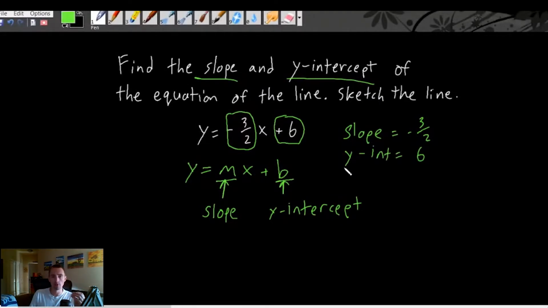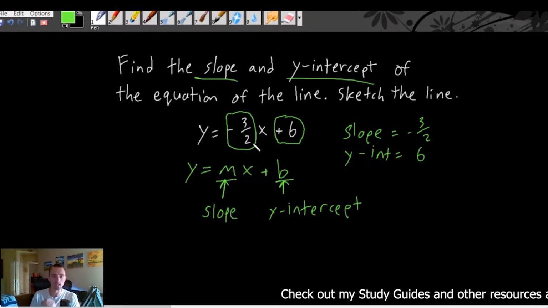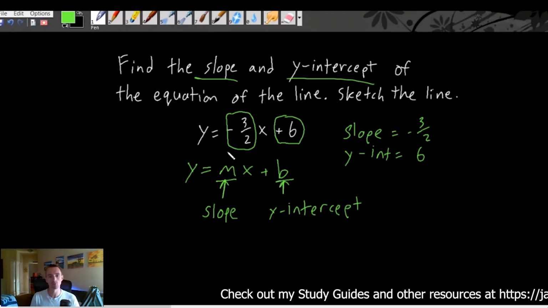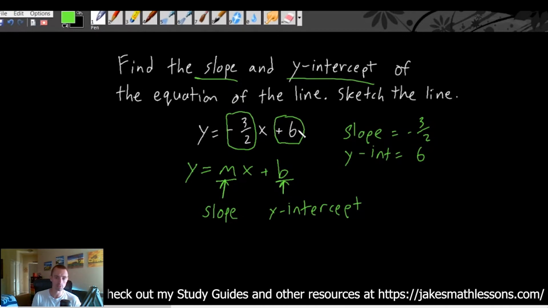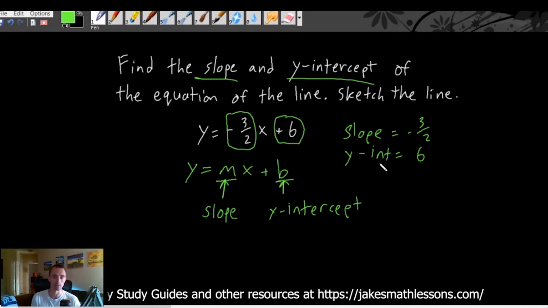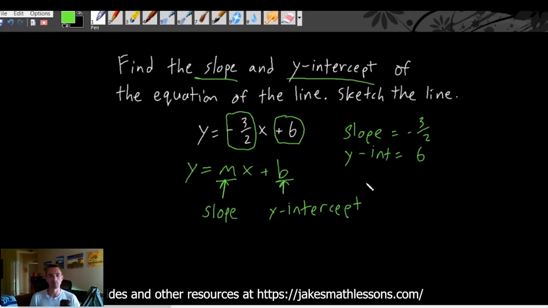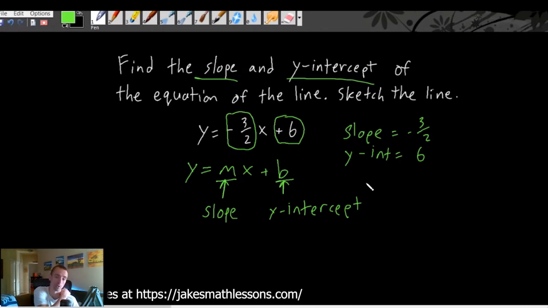If we were given an equation of a line that was not in this convenient slope-intercept form, we would want to algebraically manipulate the equation to get it into this form, because once you get it into this form, it's as straightforward as saying the number that's being multiplied by x is your slope and the number that's not being multiplied by x is your y-intercept. So just something to keep in mind if you were given a different form of an equation from the beginning.